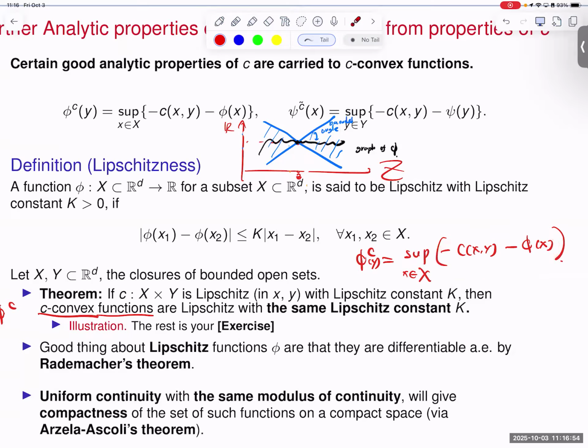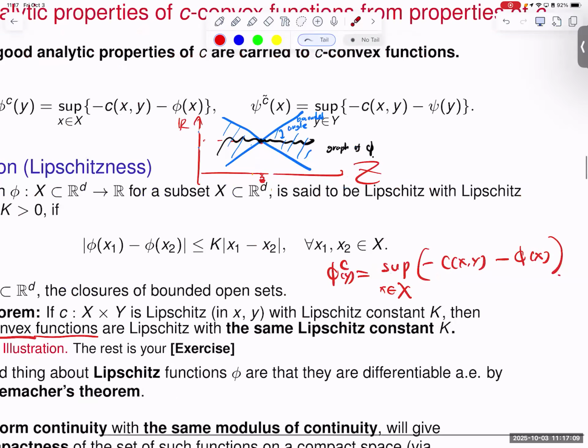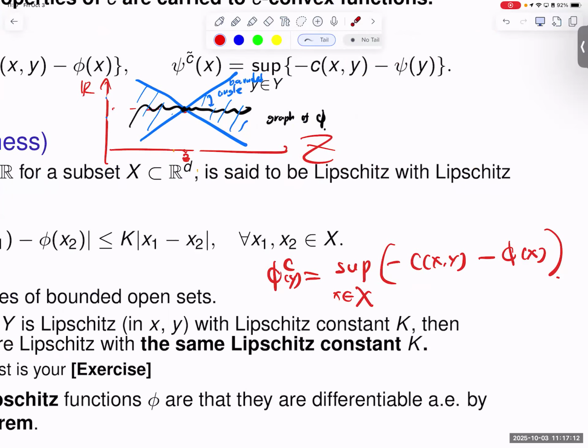Now, I remember that I said something wrong in the previous slide, but we can fix it now. Here we want to see Lipschitzness of this as a function of y. On the right-hand side, we have this family of functions with a parameter x, but each member in the family is a function of y. So here, y is only in this place.